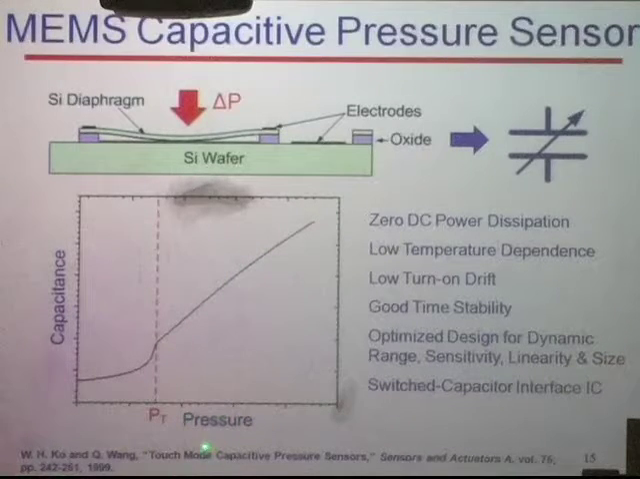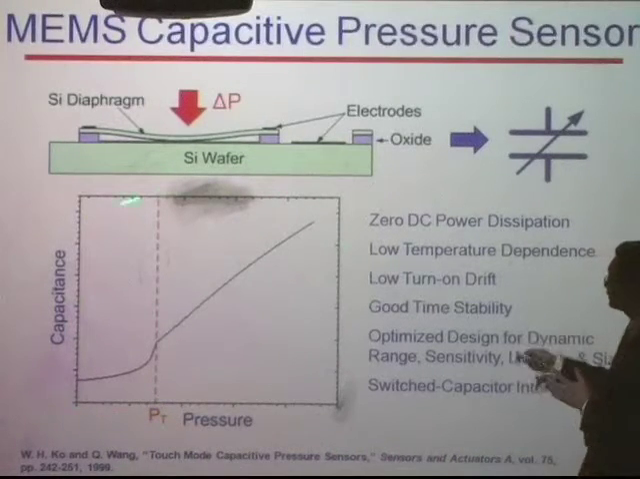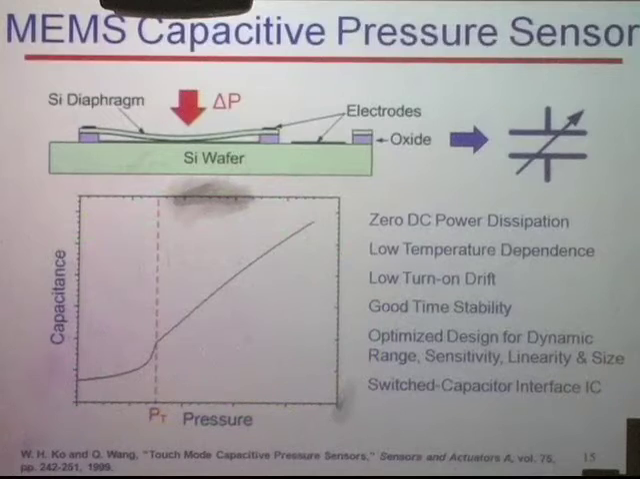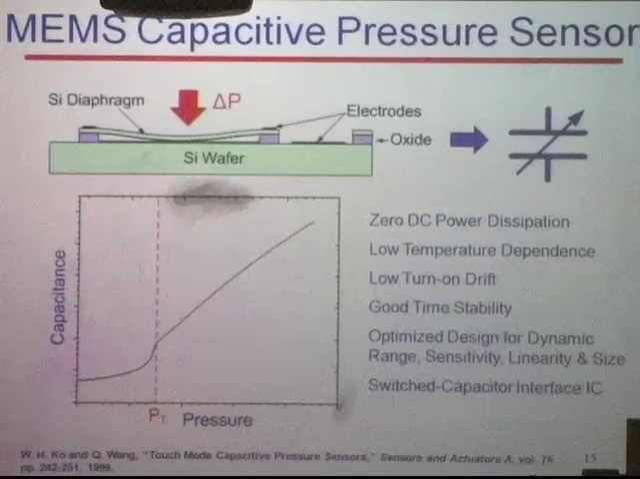Professor Wenko and his Ph.D. student, Dr. Wang, published a well-written journal paper in Sensors and Actuators back in 1999, based upon Wang's Ph.D. thesis on the design and fabrication of this touch mode capacitor pressure sensor. If you're interested in learning about this device, I suggest you read this paper. It tells you pretty much everything you need to know about how to design the device and the fabrication process to fabricate the device.